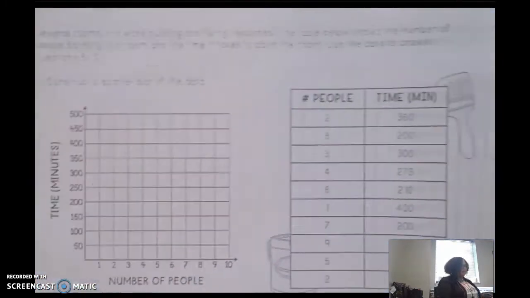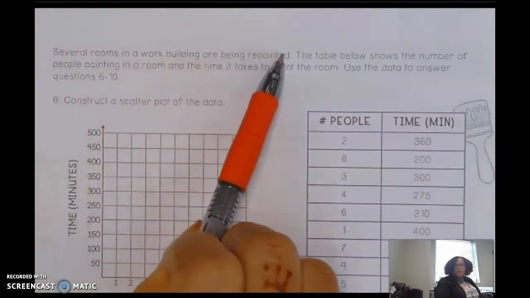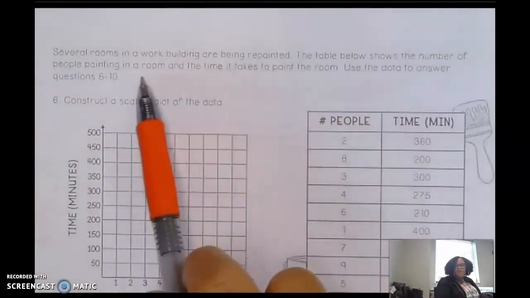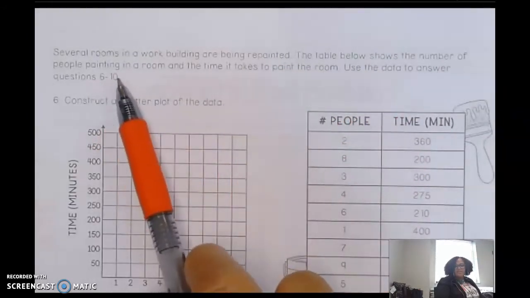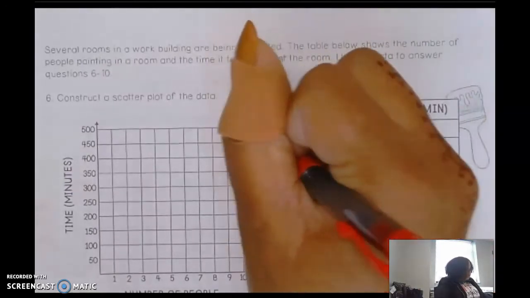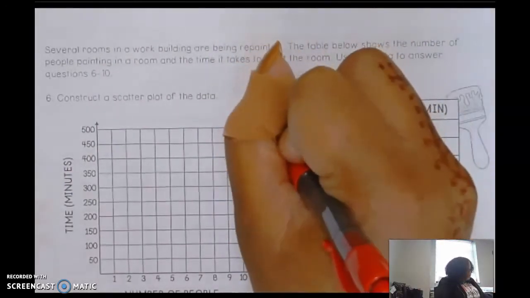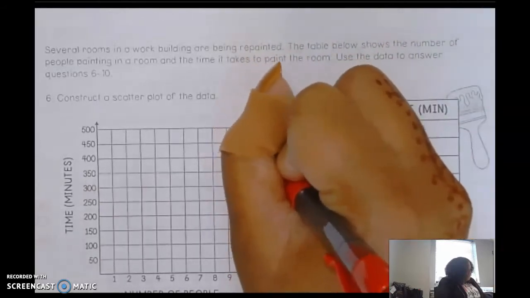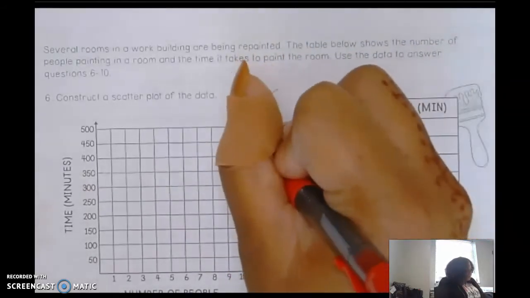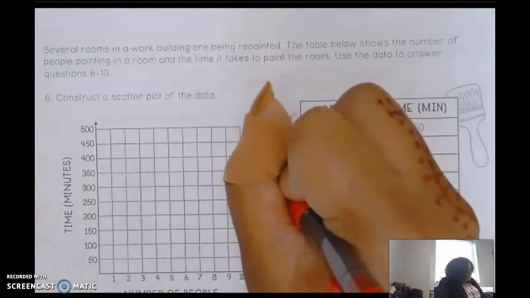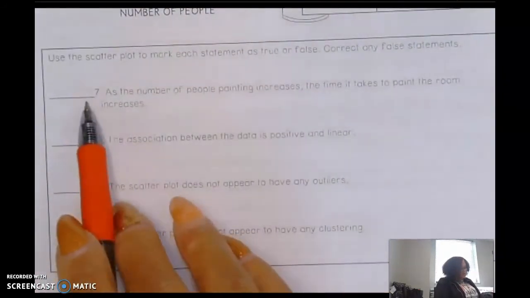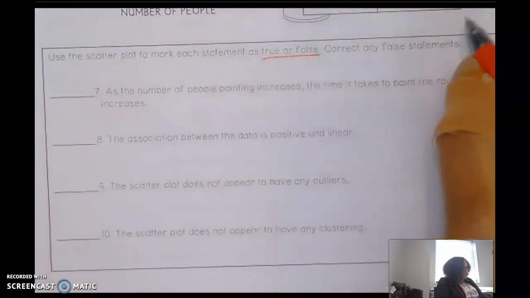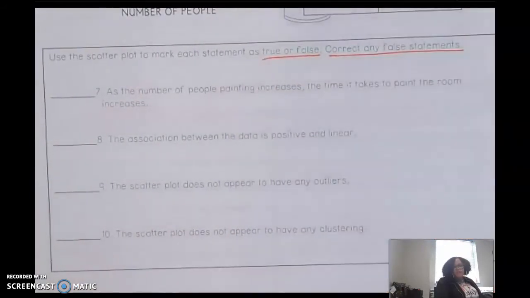Here, you're going to do the same thing. Several rooms in a work building are being repainted. The table below shows the number of people painting in a room and the time it takes to paint the room. Use the data to answer questions 6 through 10. So you're going to make coordinate points here. This is 2 and 360. This is 8 and 200. And this is 3 and 300. That's all I'm going to do for y'all there. Then you'll answer these down here. You'll mark them as true or false. If it is false, you need to explain why it is false and then correct it.